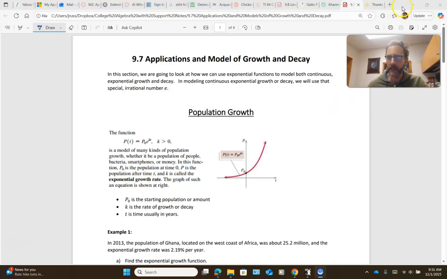Alright, welcome back guys for one last section. This is section 9.7, and we're going to be applying some of those exponential functions to solve problems.